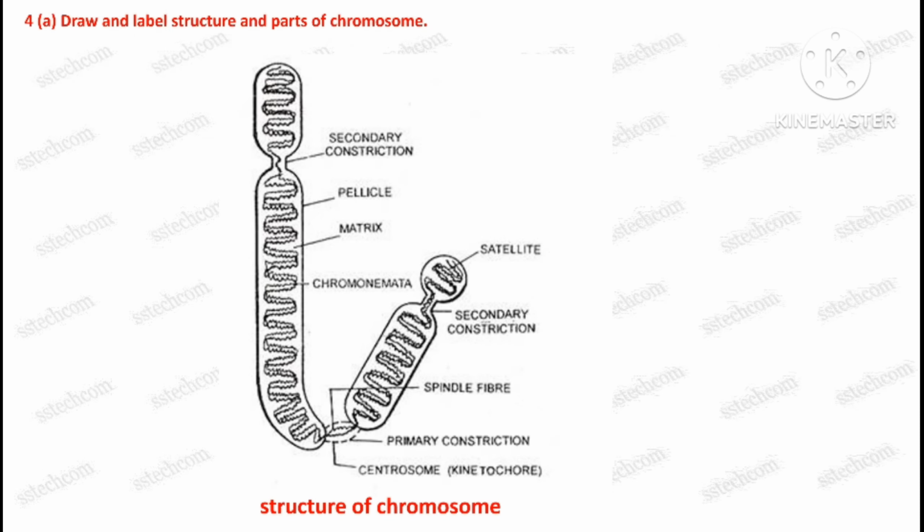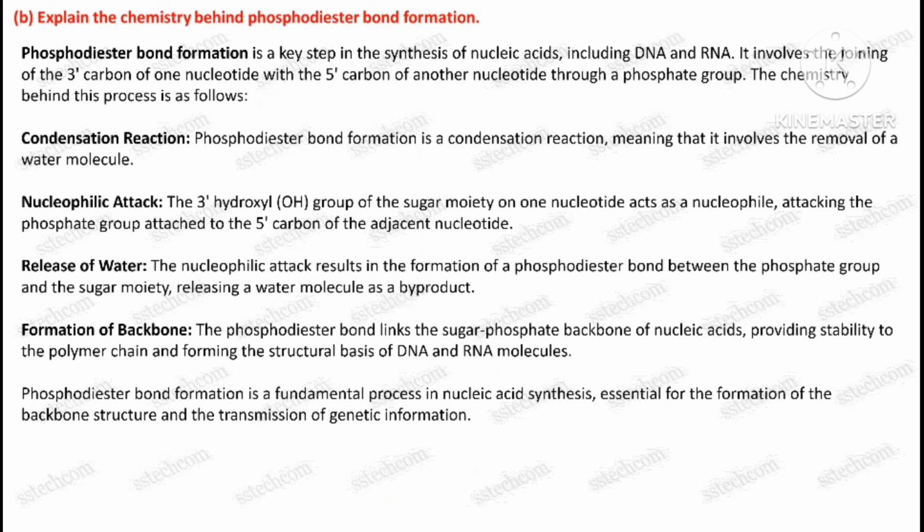Question number 4, first part, draw and label structure and parts of chromosome. Second part of this question is explain the chemistry behind phosphodiester bond formation.